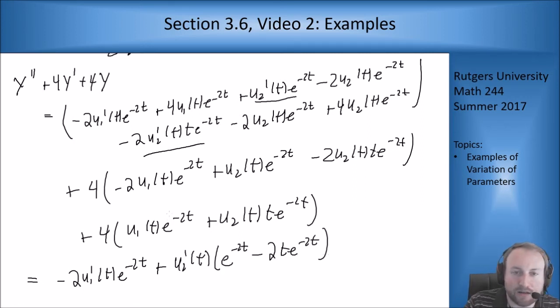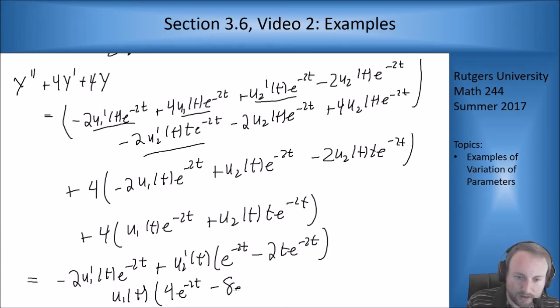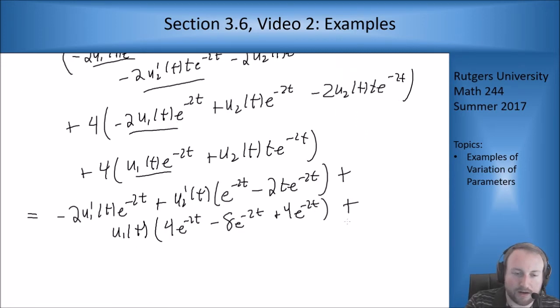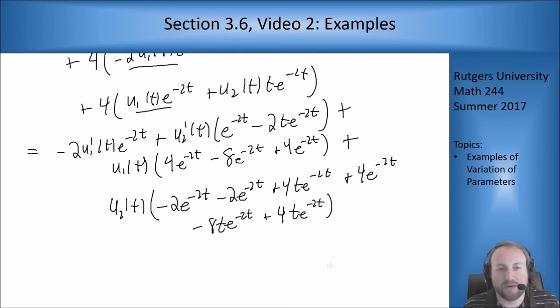Then I see u1 of t times 4 e to the minus 2t from this term, so I've dealt with this term and this term so far, minus 8 e to the minus 2t from this one, and a plus 4 e to the minus 2t from that one, plus whatever comes out of u2. I'm just going to copy it down here; you can figure out what it is, and then we'll look at it again. After all that messy algebra, this is what we get. I just grouped all the terms together by the way they were set up.